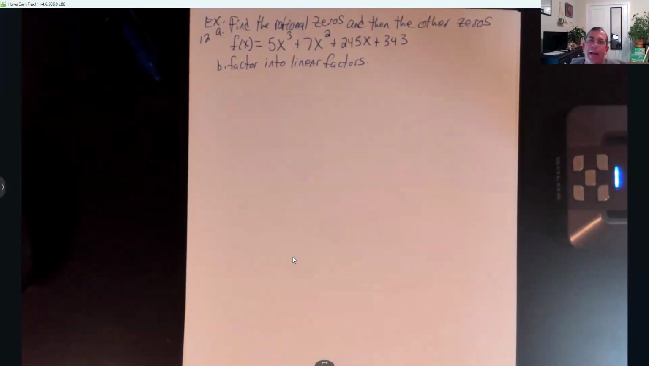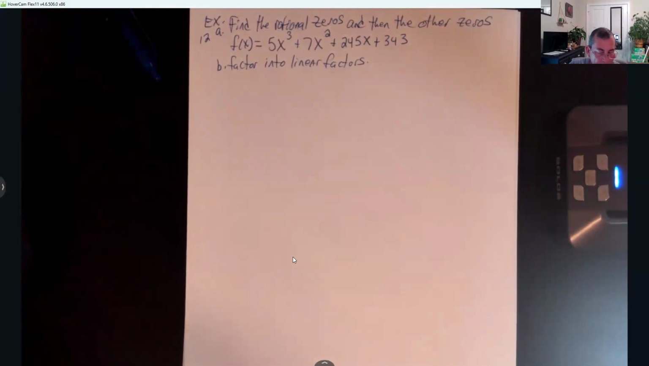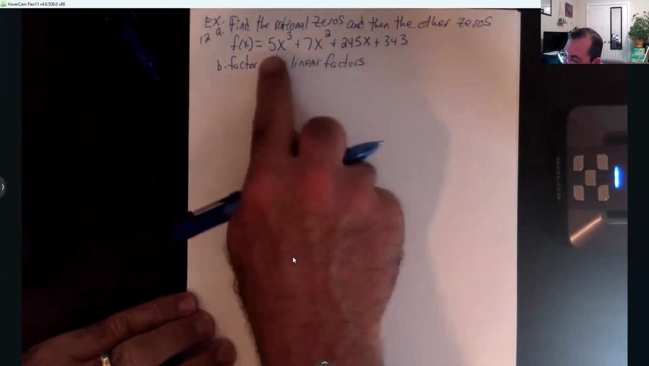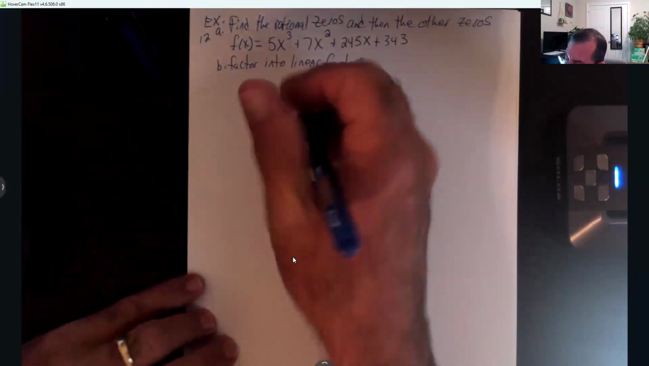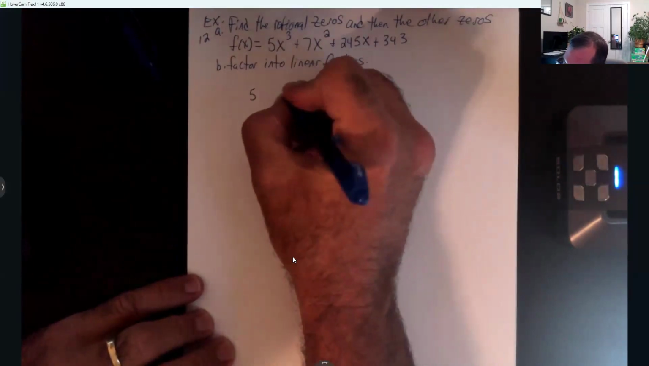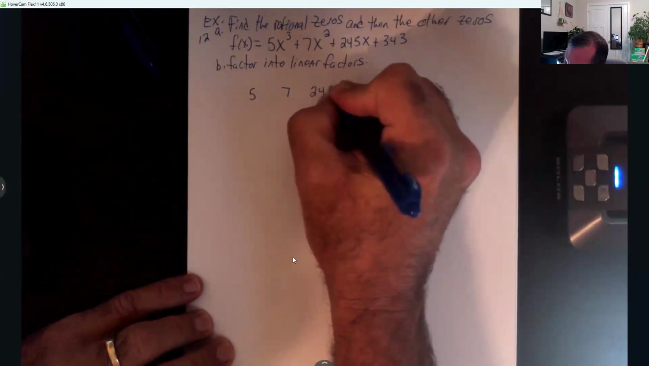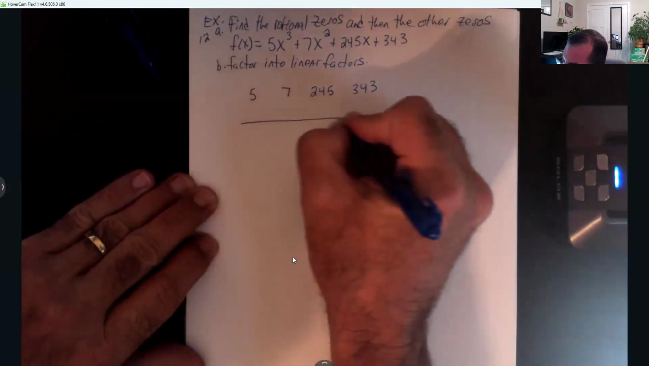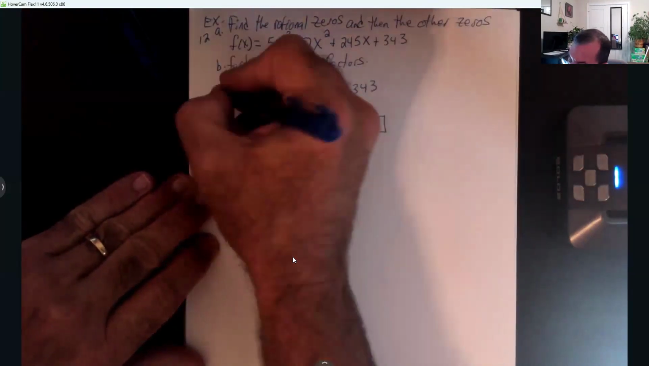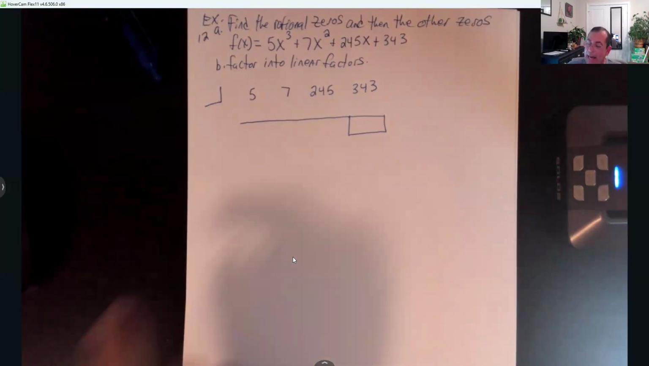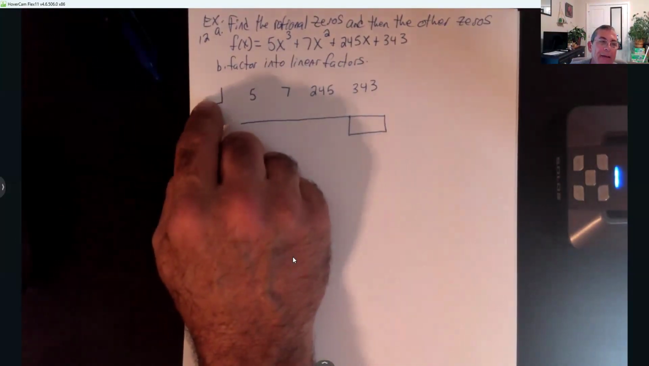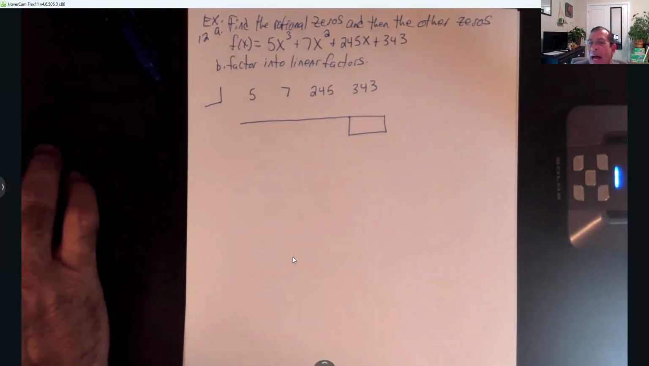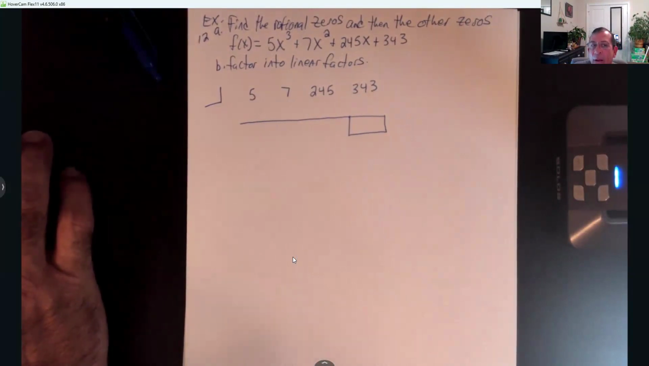So pretty much the same thing. All right, so let's go. We got our coefficients. Nothing's missing this time. So we got a 5, 7, 245, and a 343. But once again, I don't have a number to try for my first zero. So guess what? We're going to graph it and we're going to try to find a zero, okay? We need at least one.